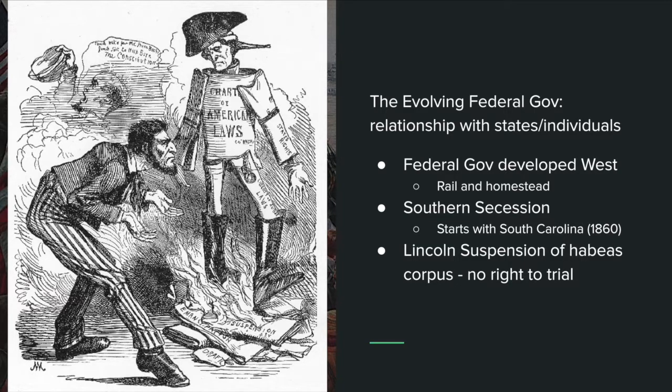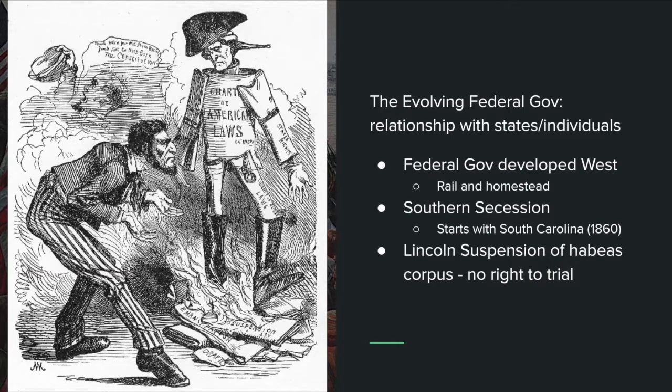We also see southern states. The whole reason for the Civil War is because states in the South don't want to listen to the federal government, right? South Carolina is the first one to secede in 1860, December of 1860. They are going to pull out of America. So the South definitely does not like the federal government telling them what to do.